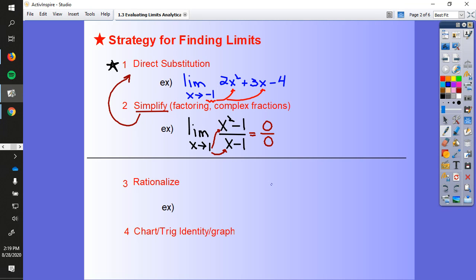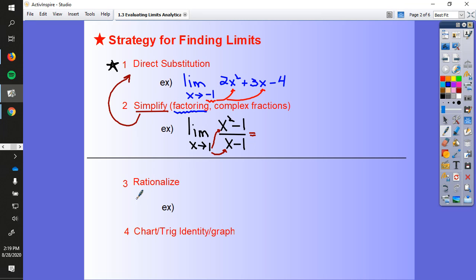So if you get 0 over 0, obviously that doesn't work out very well. And so what can we do to get this to where I can use a direct substitution? One of the strategies is factoring. A good rule of thumb is if you see a polynomial, so if you look here, what we have is polynomials on top and bottom.